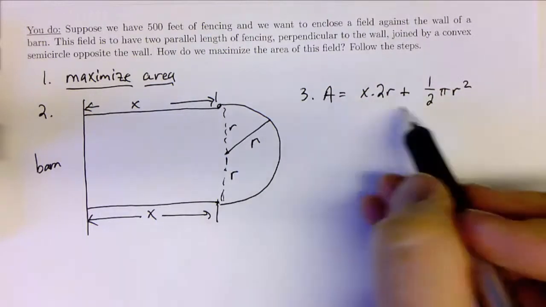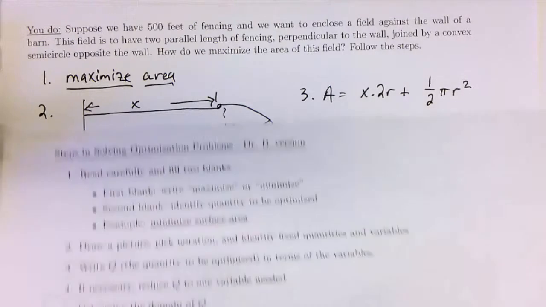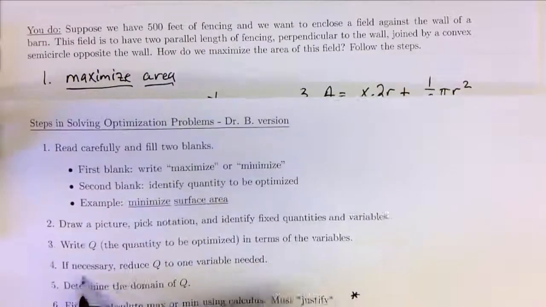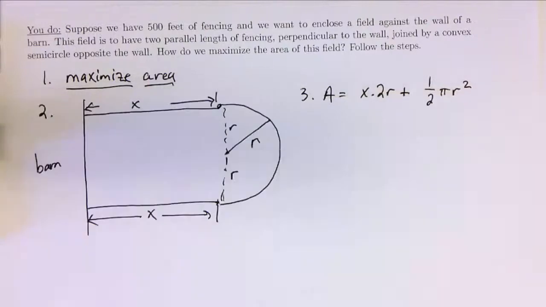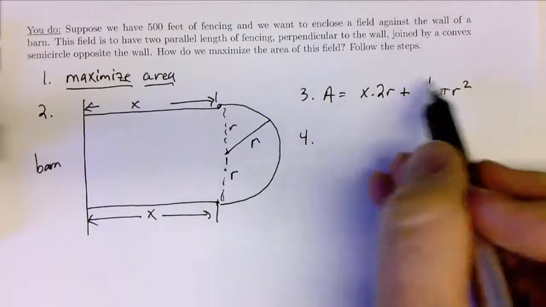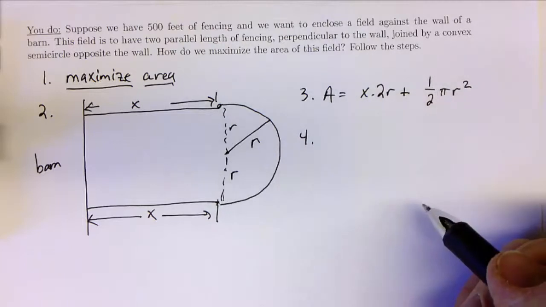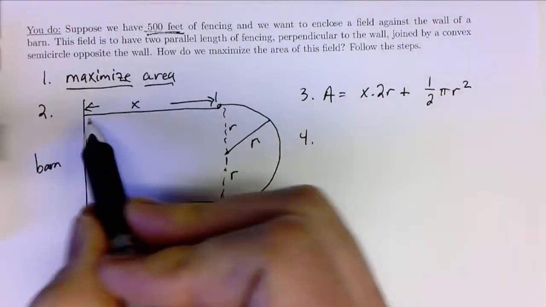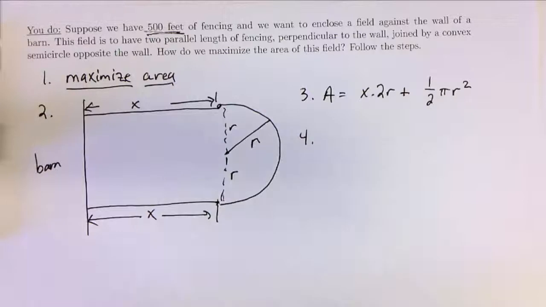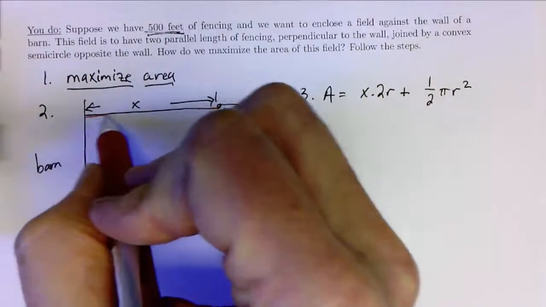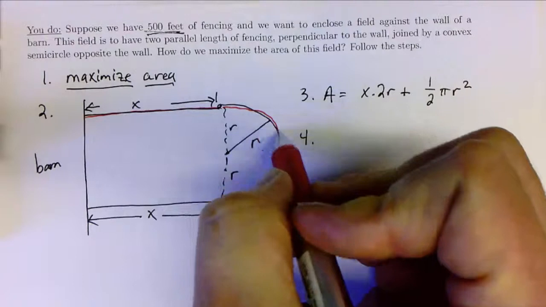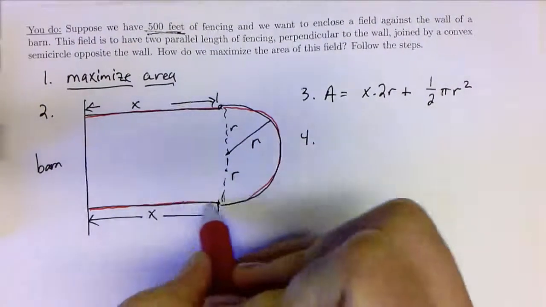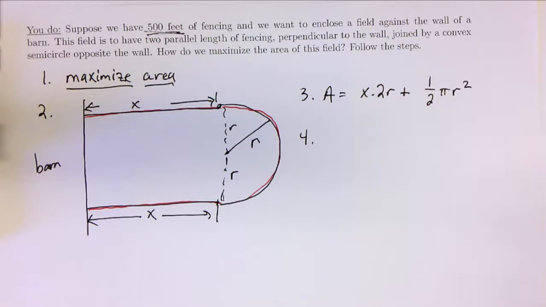Now notice here we've got two variables, and in step 4 we're going to have to reduce our quantity to be optimized to one variable. So we need to find another relationship between x and r that we could use to change this all to either x's or r's. And the thing we haven't used yet is that we have 500 feet of fence. The fence goes all around the three sides here that I'm going to mark in red, here, here, and here. So that total length has to be 500.